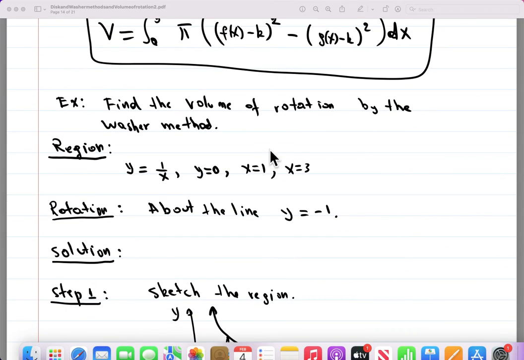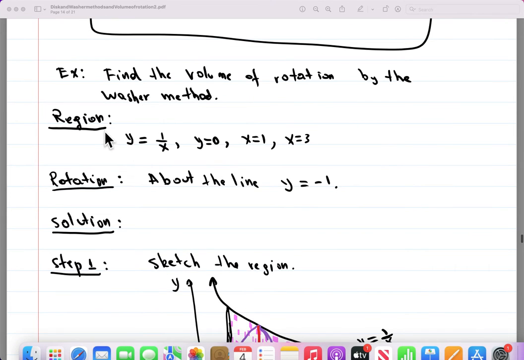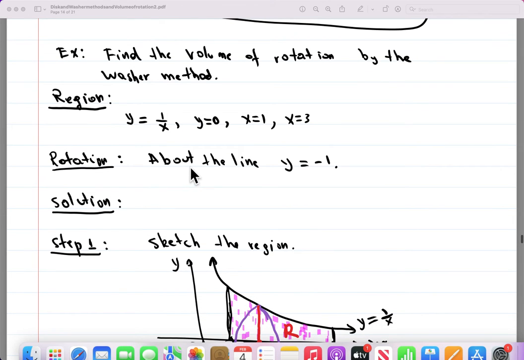So the example is here. Find the volume of rotation by the washer method. So they describe the region to be bounded by y equals 1 minus 1 over x, y equals 0, x equals 1, and x equals 3. And the rotation is about the line y equals negative 1.